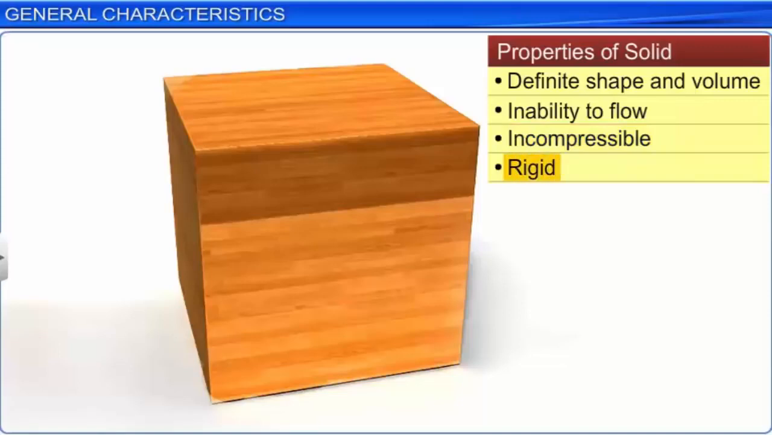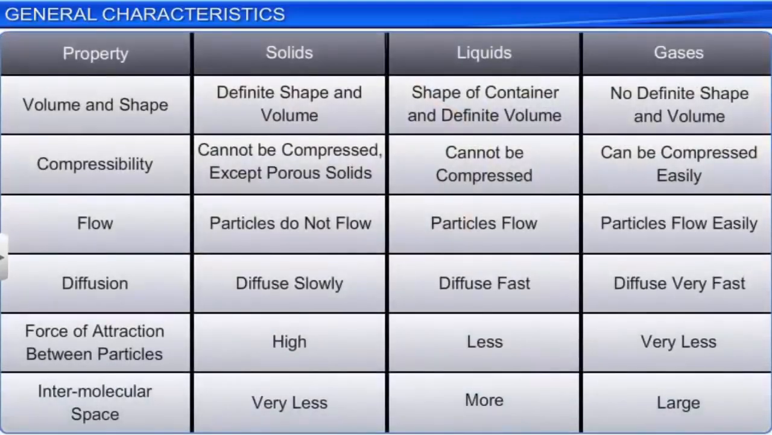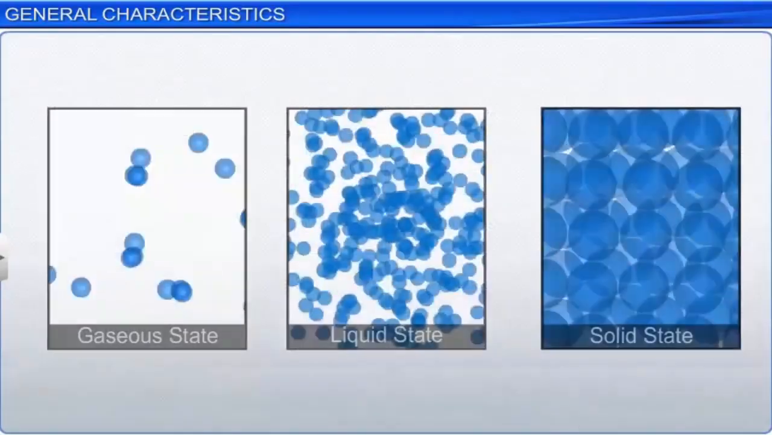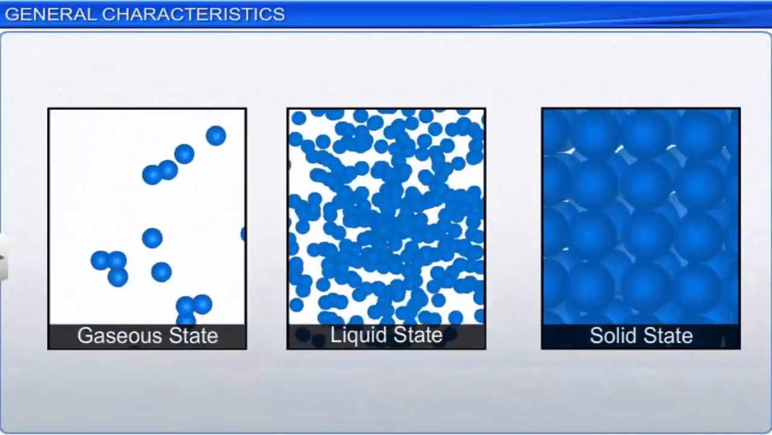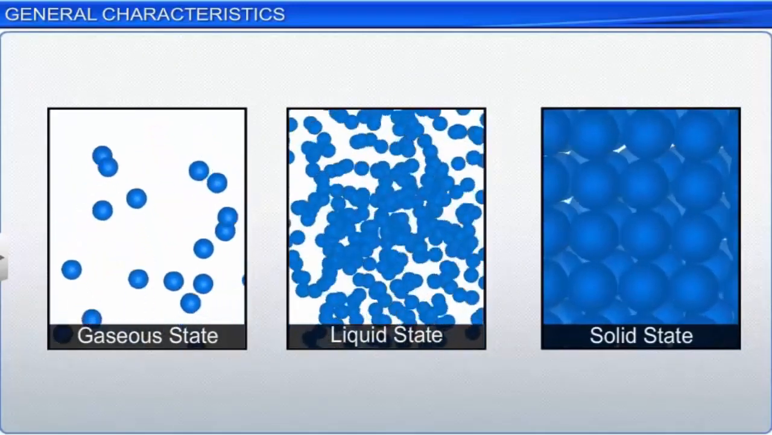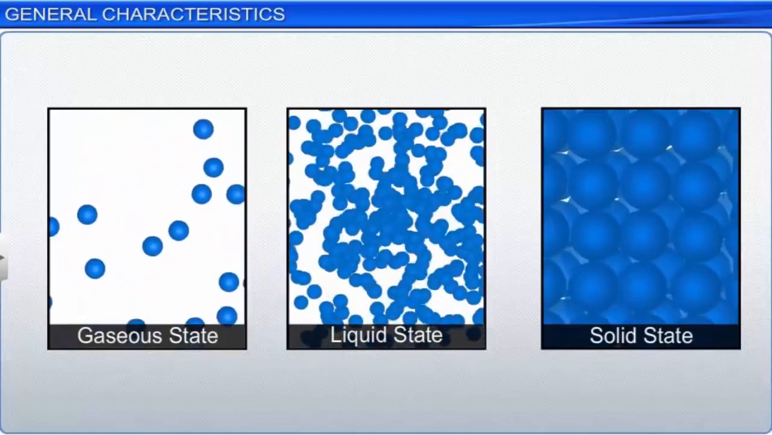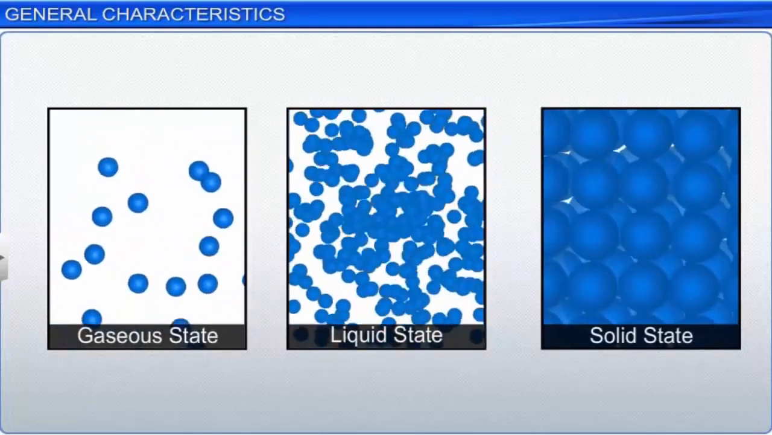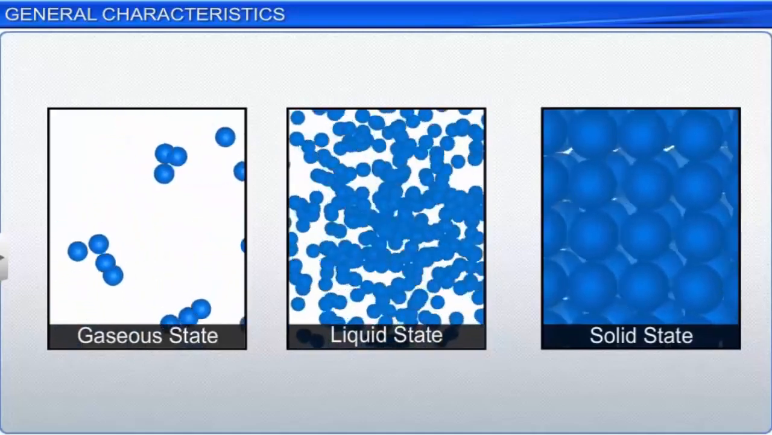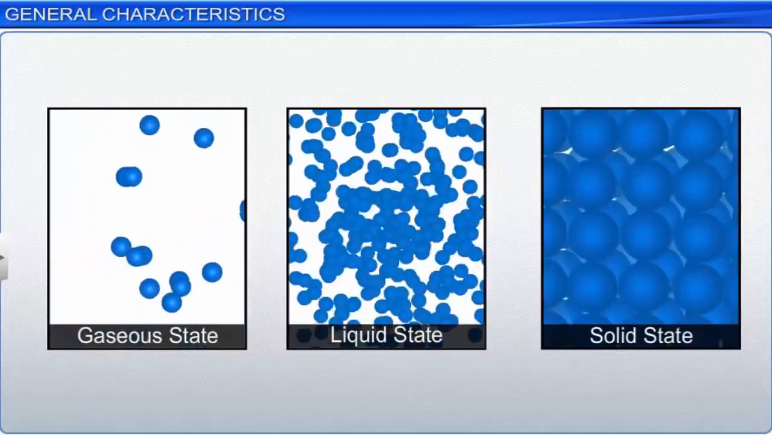In general, the distinct properties of the three different states can be attributed to the arrangement of the constituent particles. In other words, any change in the arrangement of these constituent particles changes the physical state of a substance. In turn, the arrangement of the constituent particles in a particular substance depends upon the external conditions of temperature and pressure.